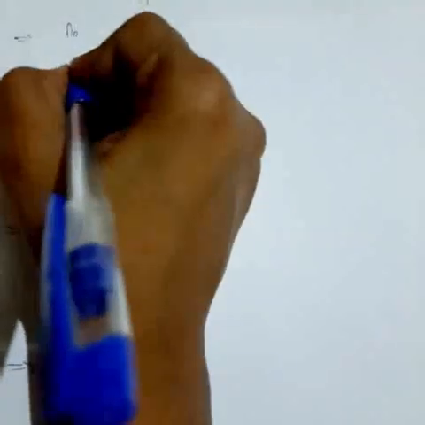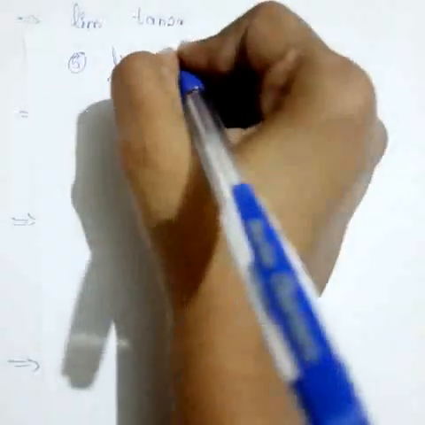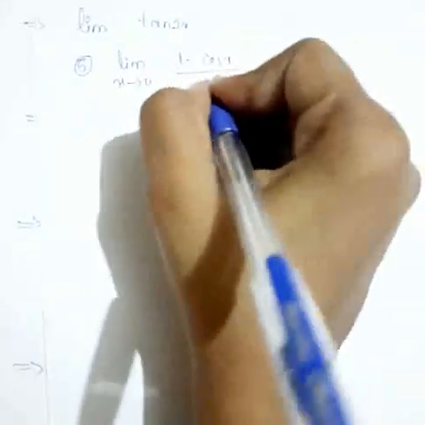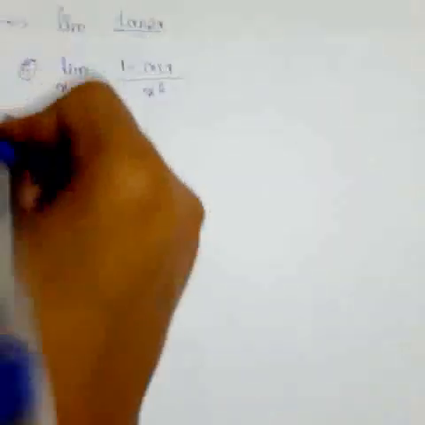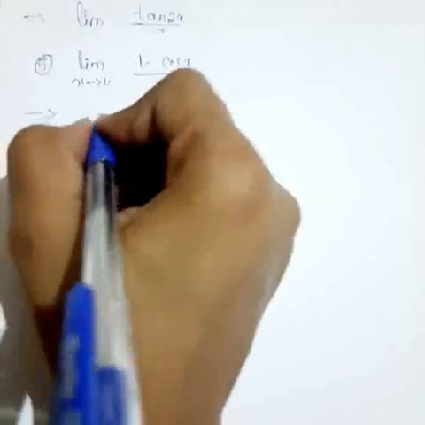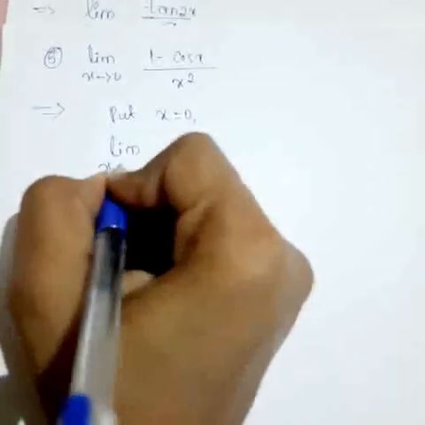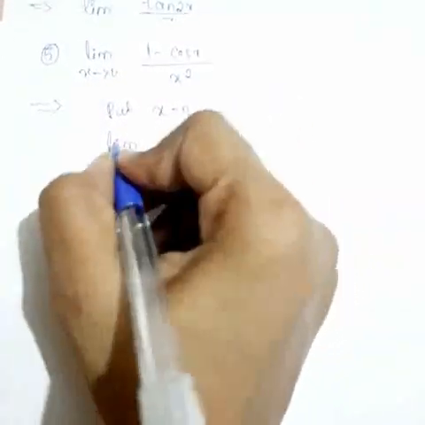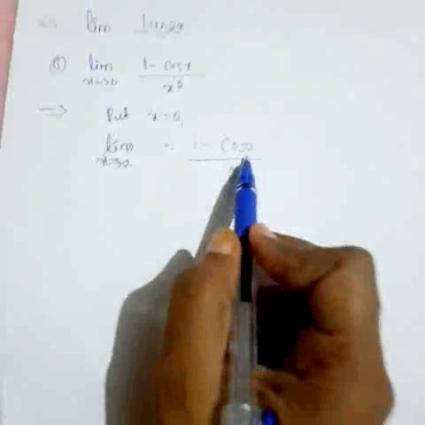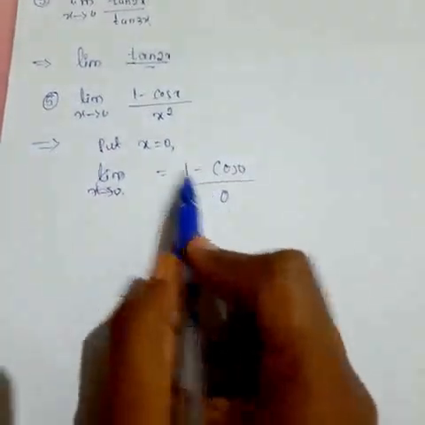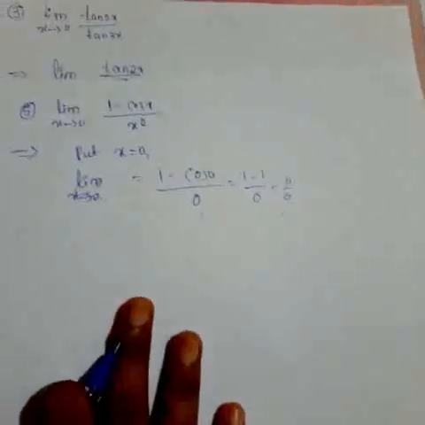Next question is the fifth one: limit x tends to 0, 1 minus cos x, whole divided by x square. Then how to do such an example? First we have to do the direct method. If you put x equal to 0, what happens? Limit x tends to 0, means if you put here 1 minus cos 0 divided by 0. Whenever you are putting the value x equal to 0, don't write limit again. Then 1 minus 1 is 0, it means 0 by 0. 0 by 0 means indeterminate form.